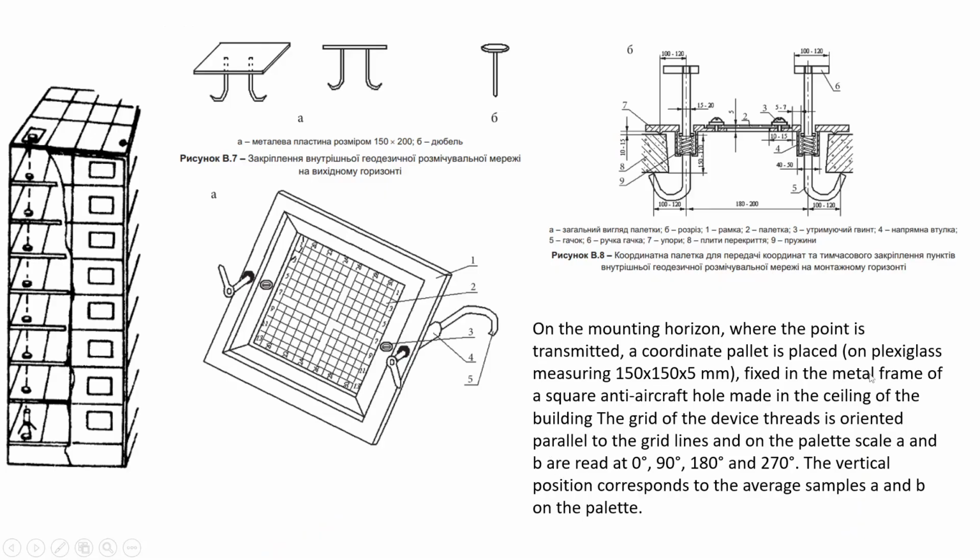On the mounting horizon, where the point is transmitted, a coordinate palette is placed on plexiglass fixed in the metal frame of a square zenith hole made in the ceiling of the building. The grid of the device threads is oriented parallel to the grid lines and the palette scale, and the vertical position corresponds to the average samples A and B on the palette.